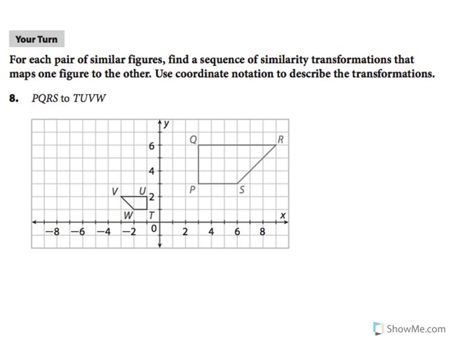Okay, and let's go on to number 8. For each pair of similar figures, find a sequence of similarity transformations that maps one figure to the other. Use coordinate notation to describe the transformation. So here we can go from here to here, so we can have a reflection.